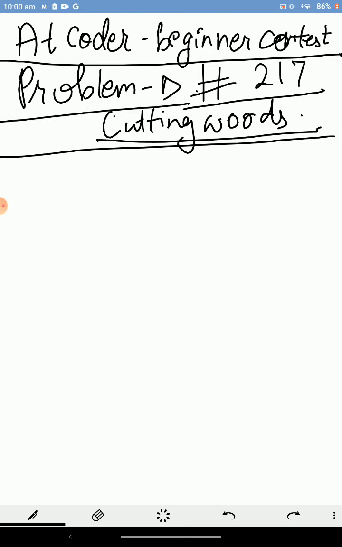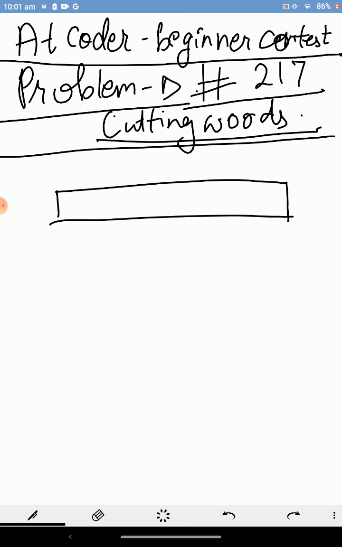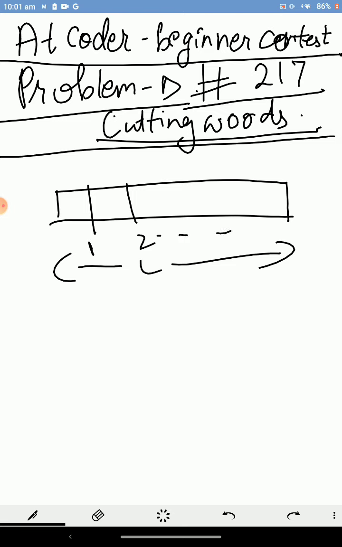So in this statement, initially we are given a long wood of length L. And there are some markings on that wood from 1 till L minus 1, this is 2 and so on, this is L minus 1.